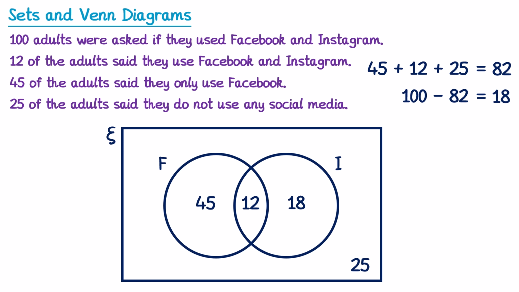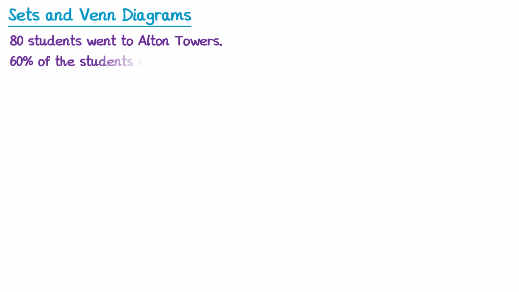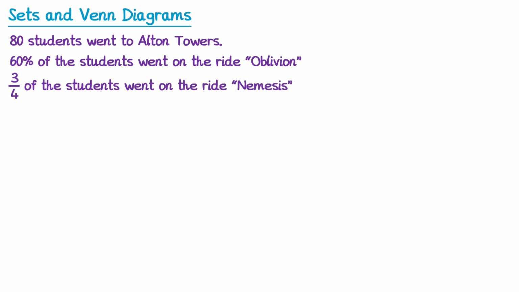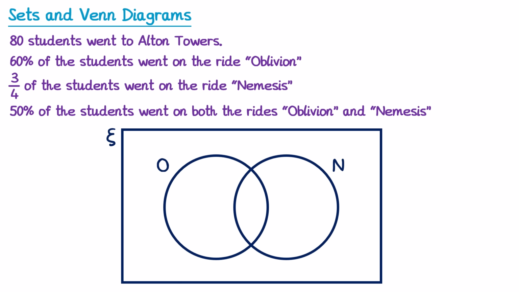It's very common on AQA for them to combine fractions and percentages with Venn diagrams. Let's have a look at an example like this. 80 students went to Alton Towers. 60% of the students went on the ride Oblivion. 3/4 of the students went on the ride Nemesis. And 50% of the students went on both rides Oblivion and Nemesis. And we need to complete this Venn diagram here, where O is for those that rode Oblivion, and N is for those that rode Nemesis.